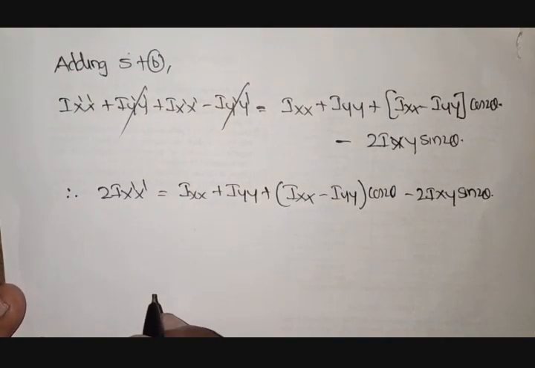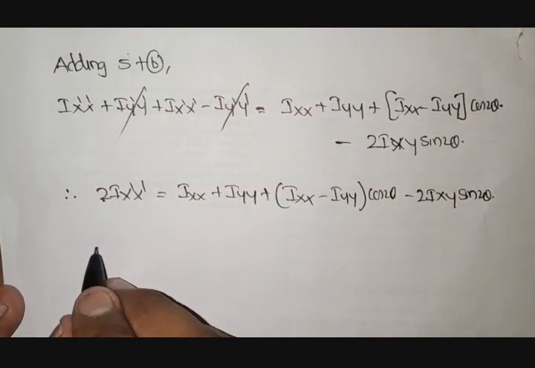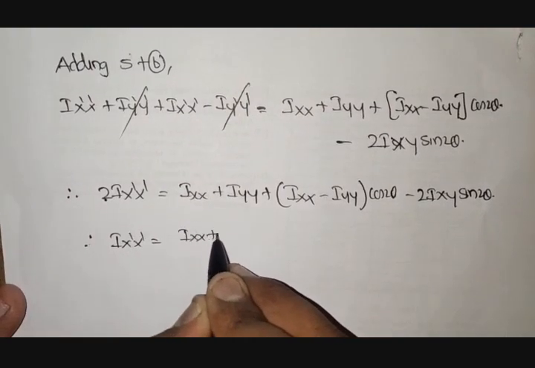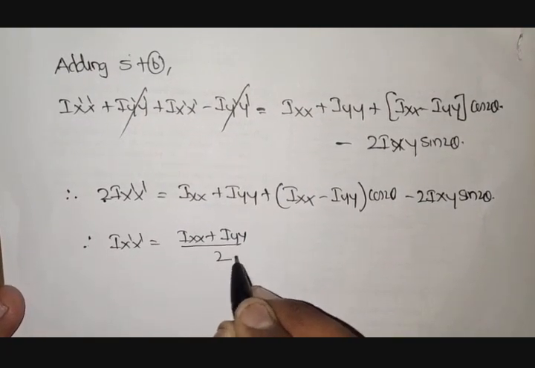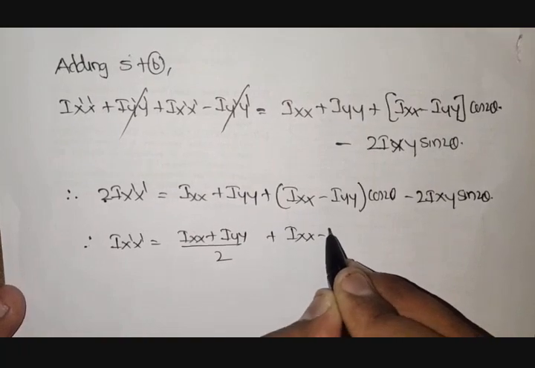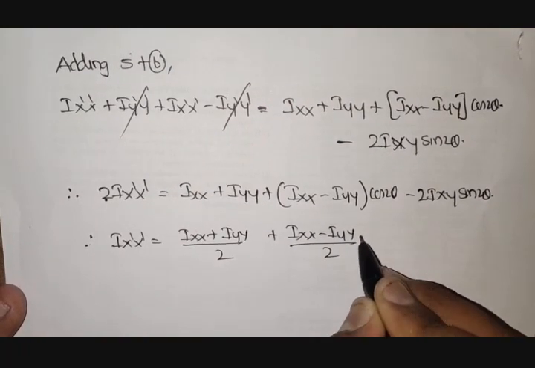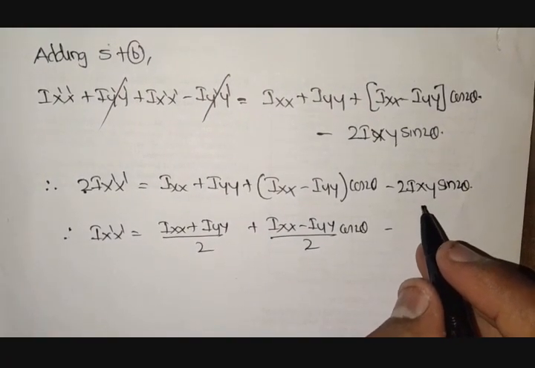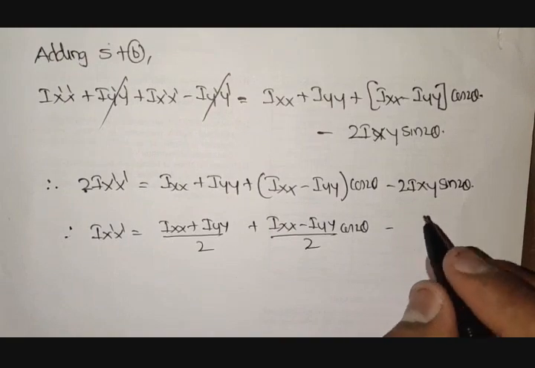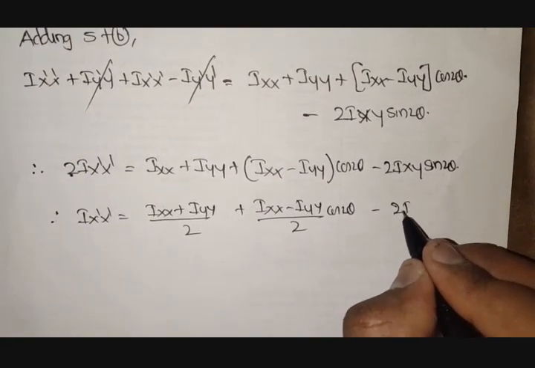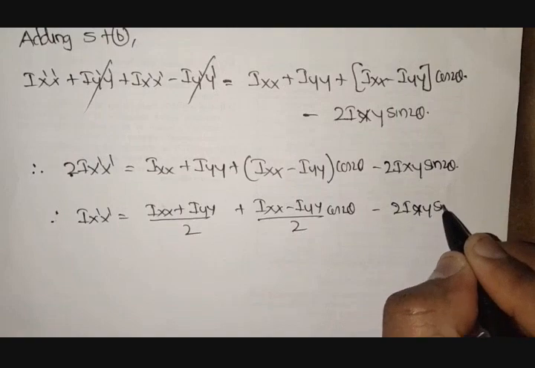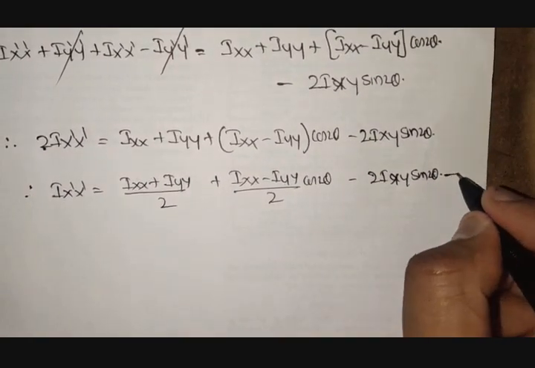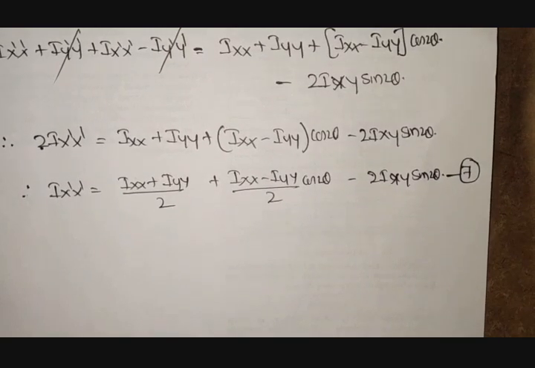So now I am going to transfer this 2 to this side, then it will become, therefore Ix' is equal to (Ixx plus Iyy) by 2 plus (Ixx minus Iyy) by 2 into cos 2 theta minus Ixy into sin 2 theta we are going to get. So this is equation number 7.